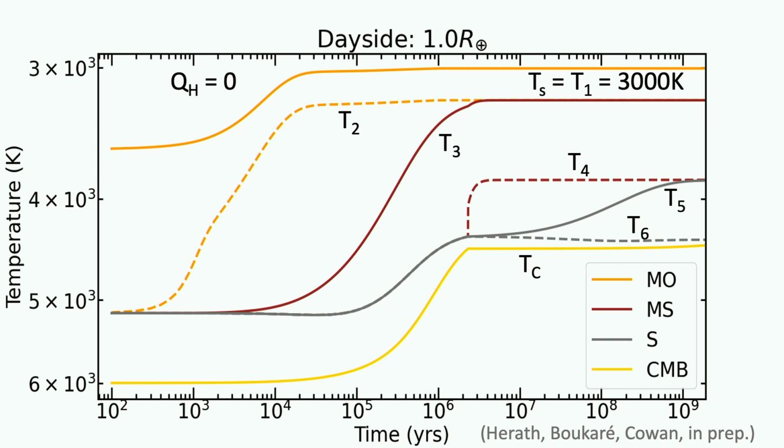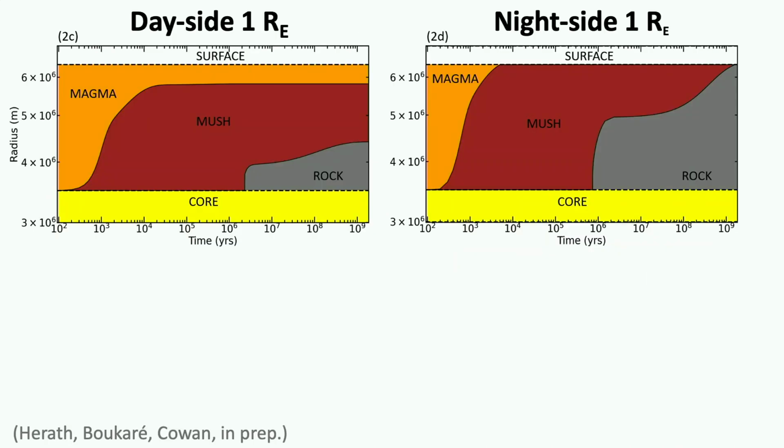So this is an example of one of these simulations. I won't go into the details of what all these lines mean. But the point is we track all these different points in the interior, and we track how their temperature evolves over time. And then this is maybe the key takeaway: we can look at the day side and the night side of a planet, and you can see what happens.